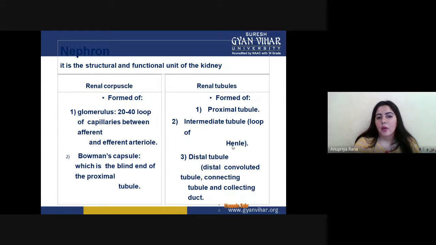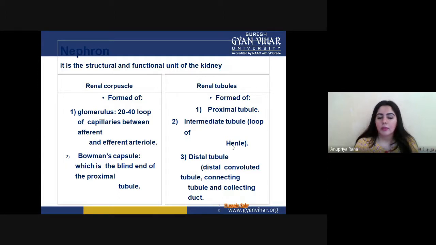So the renal corpuscle and renal tubules. The corpuscle and renal tubule are two different parts of the nephron. If we first talk about the renal corpuscle, it is formed of the glomerulus, 20 to 40 loops of capillaries between the afferent and efferent arterioles. They meet in between the afferent and efferent arteriole, and there will be 20 to 40 loops. Now the second one is the Bowman's capsule.